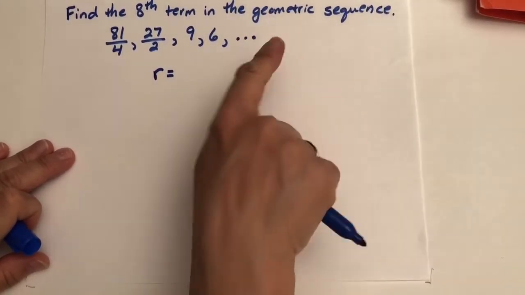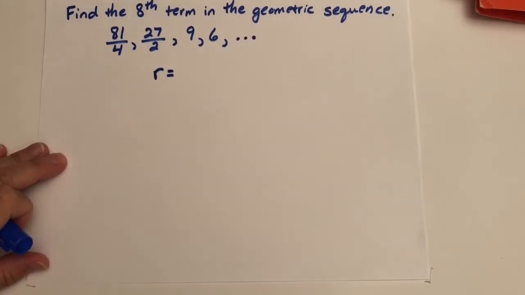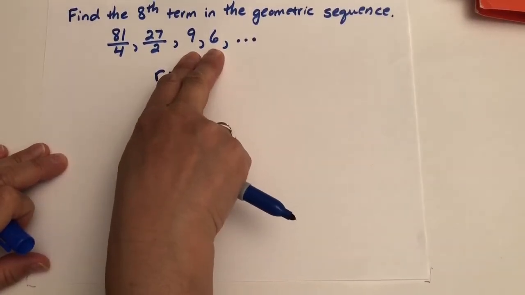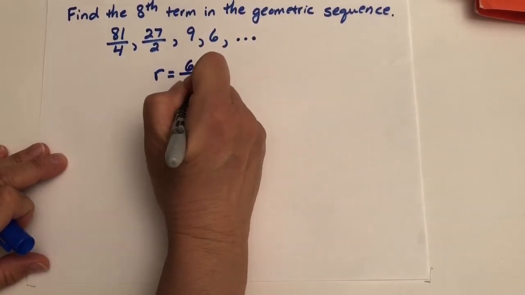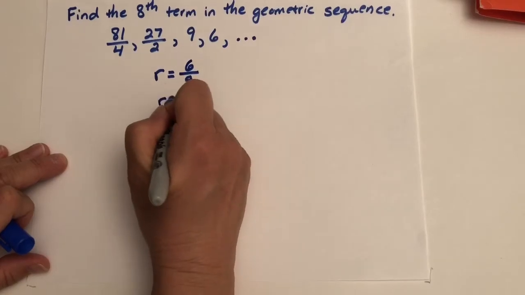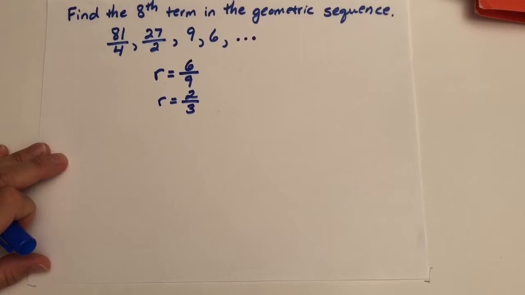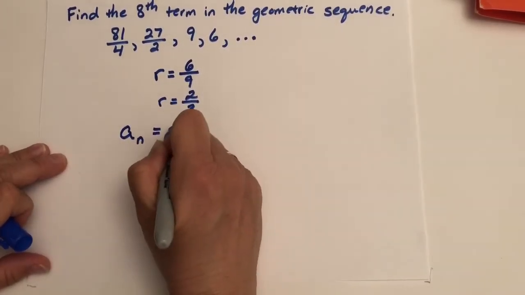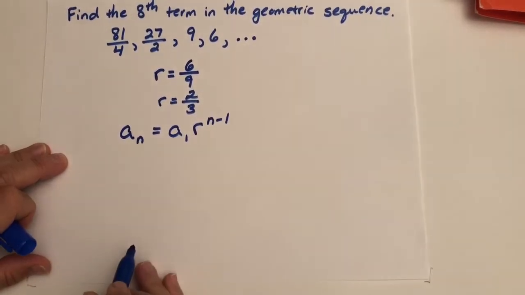Since it's known to be geometric, you can take any 2 consecutive terms and divide to find the common ratio. I can grab any 2. I like these 2. It looks like it would be a little easier arithmetic if I grab those 2. So I take 6, divide by 9. I'm going to reduce. So the common ratio for this problem is 2/3. So our formula for the nth term is the first term times r raised to the n minus 1 power.